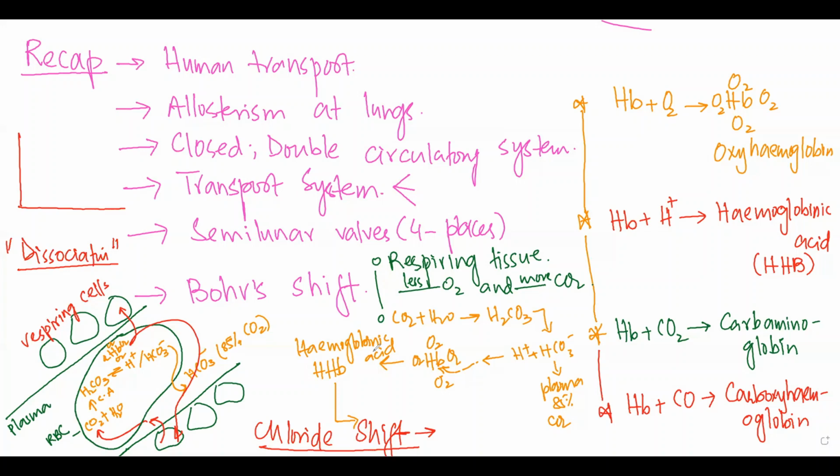So does the sigmoid curve turn right or left? At dissociation, the sigmoid curve turns towards right. Dissociation means the sigmoid curve turns right.